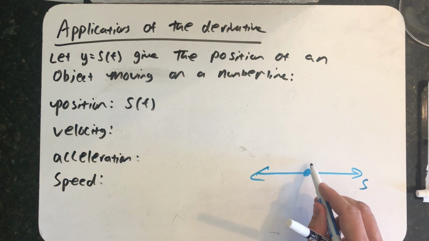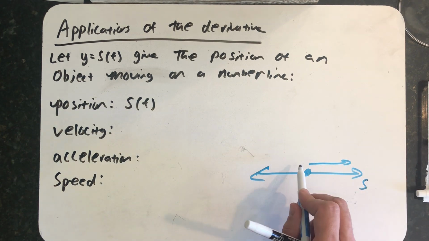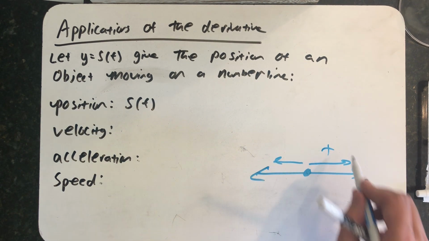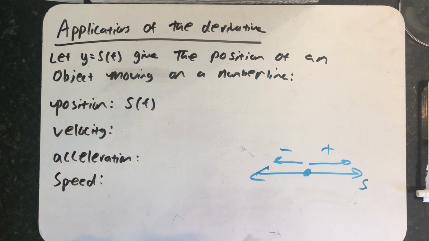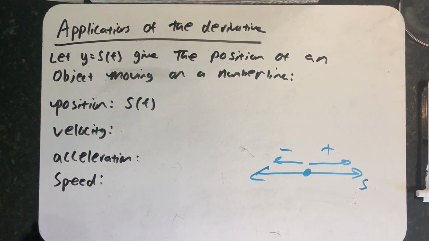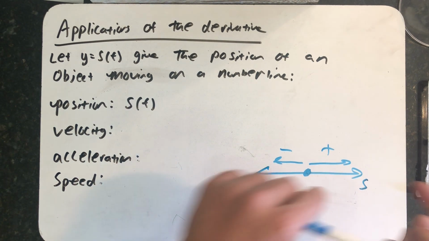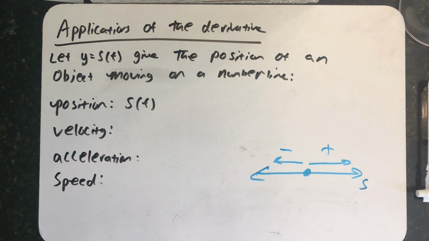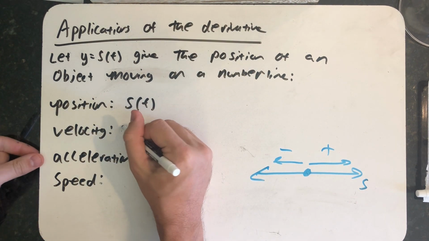So maybe my object moves this way for a while and then goes back that way, and I'll let that be the positive direction and this be the negative direction. And in terms of direction of motion on a number line, that's all I need, right? I'm either moving right or left. I'm either moving positively or negatively. Okay, so the position is s of t, and we know that when I take a derivative, I get velocity.